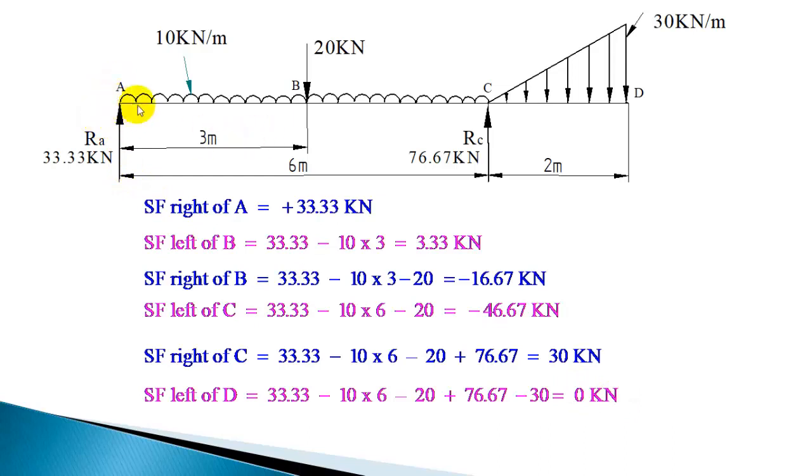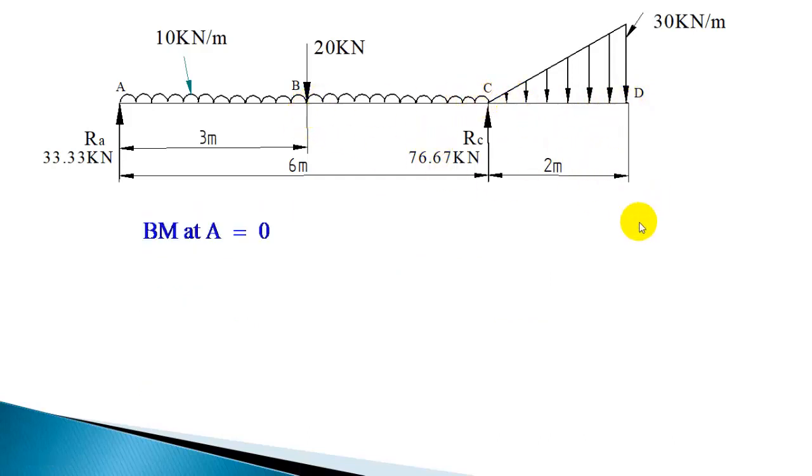Again, bending moment at A and D is going to be 0. Now you have to calculate at B and C. Bending moment at A is 0. At B, there are two forces here producing moment at B. 33.33 into 3, clockwise moment.